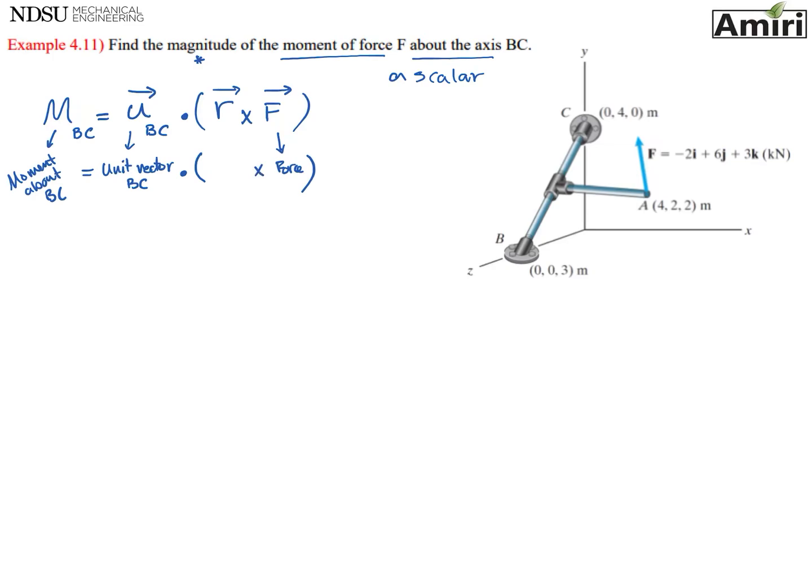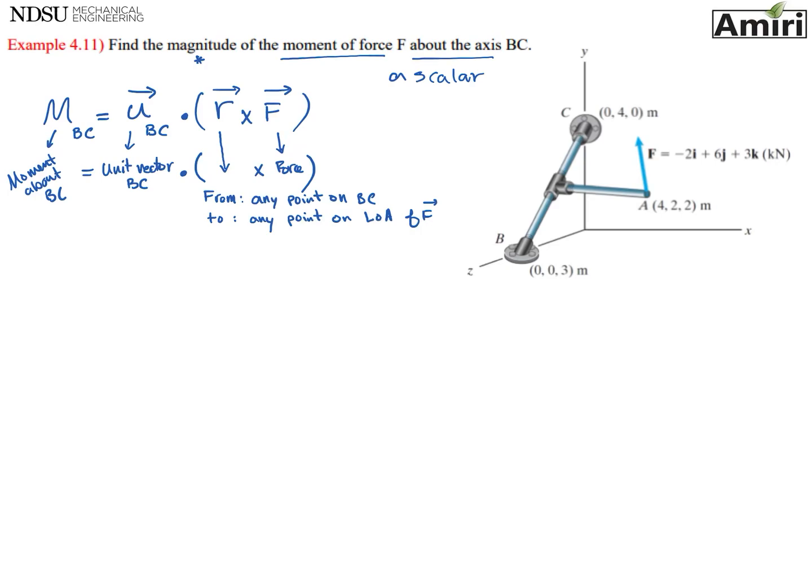That position vector, that R, is what I want to go over with you. It's a position vector. That means there is a from, start from, and there is a to. That position vector starts from any point on the axis, which here is BC, to any point on the line of action of force F.